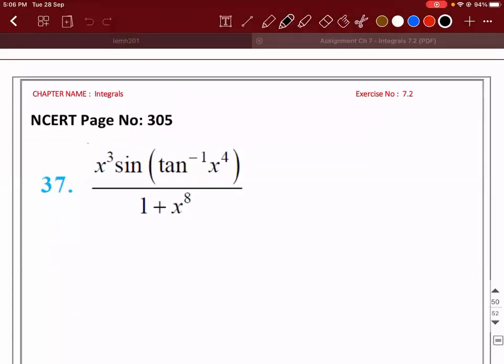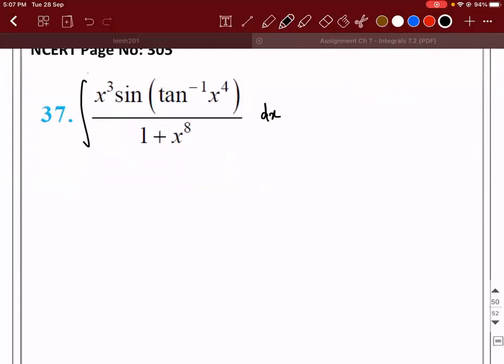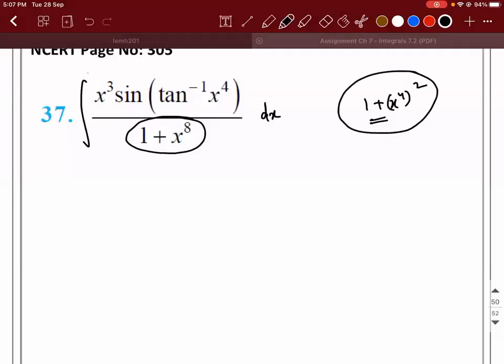So this problem: integral of x cube sine of tan inverse x power 4 by 1 plus x power 8 times dx. How to do this? Look at this 1 by 1 plus x power 8. It is 1 by x power 4 the whole square, right? That is x power 4 to the power 2. So you will get this answer by differentiating what? You will get 1 divided by 1 plus x power 4 the whole square on differentiating what?